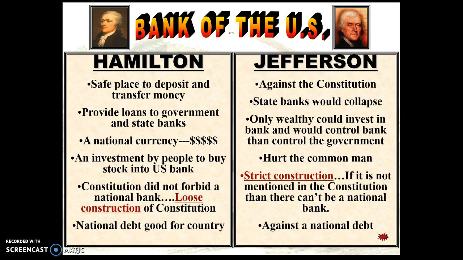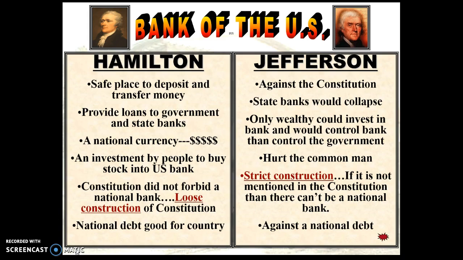Jefferson, on the other side, is going to say this is against the Constitution, and state banks would collapse if the national bank became a better bank because of competition. He said that only the wealthy could invest in the bank because they have the money to invest, so it would hurt the common man. And Jefferson is a strict constructionist. If it is not mentioned in the Constitution that you can do it, then you can't. Okay? He is against this national debt because he believes it will oppress the common man.